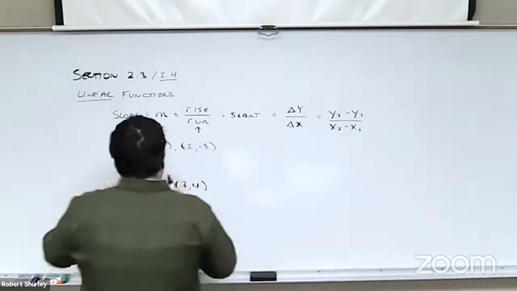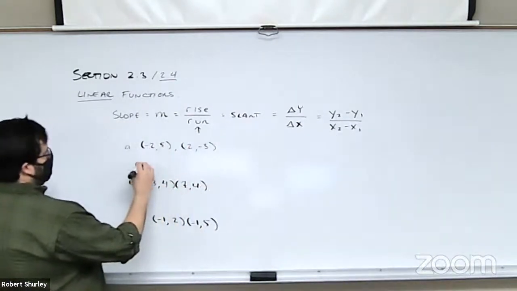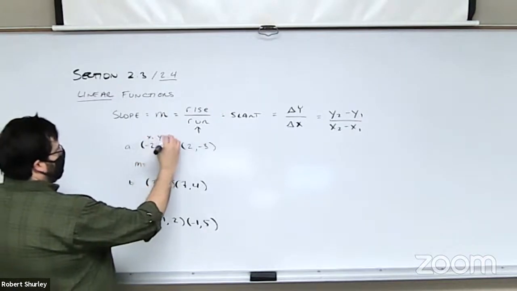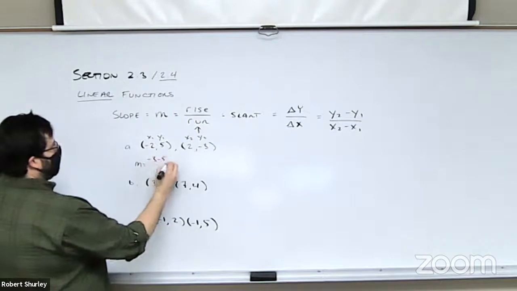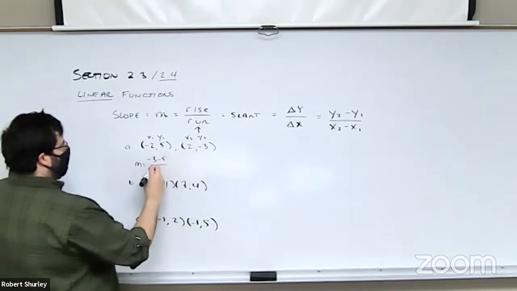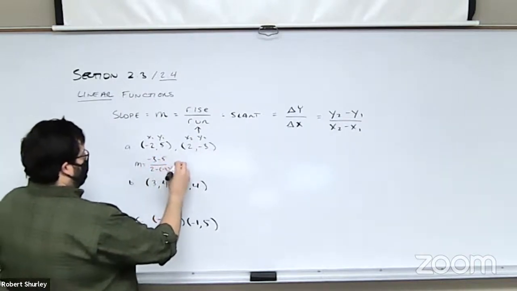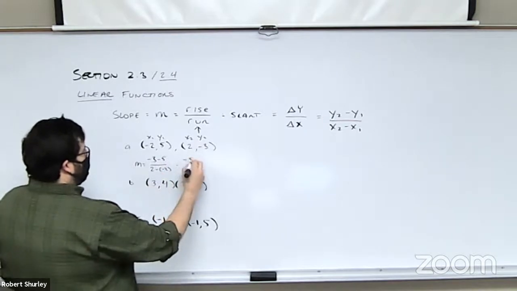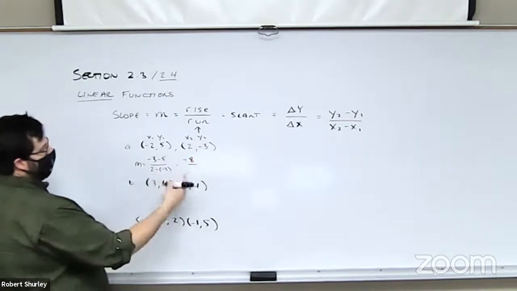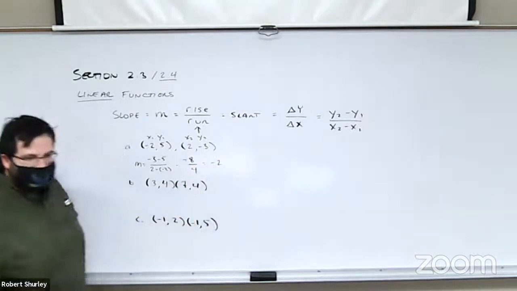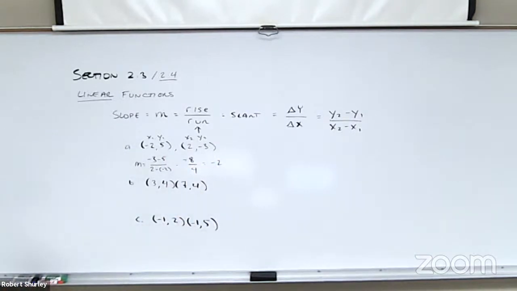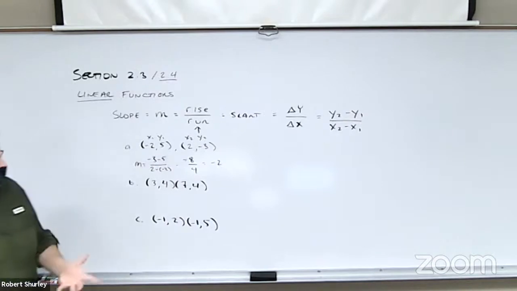Let's start on these. So we're going to say m equals, I'm going to say x1, y1, x2, y2, right? Negative 3 minus 5 over 2 minus a negative 2. So I get negative 8 over 2 plus 2, right? 4. So I got negative 2. Did you guys get that? I could be wrong. I make goofy little mistakes sometimes too, right?